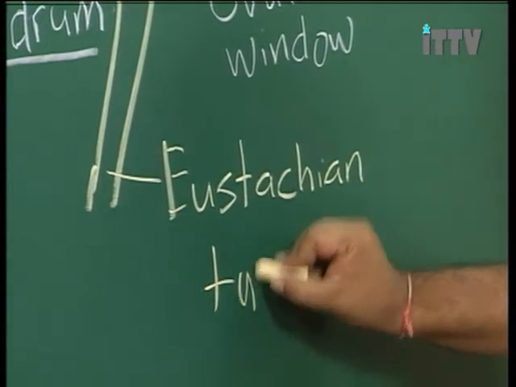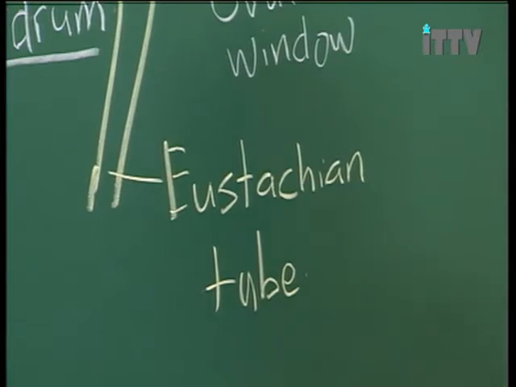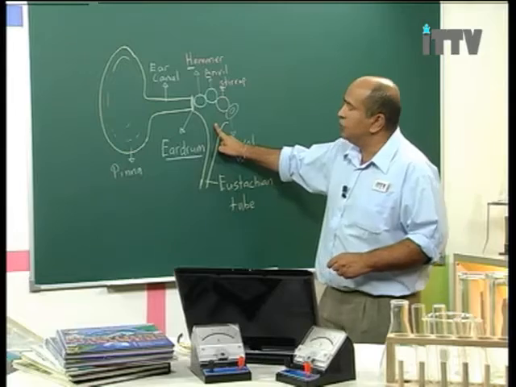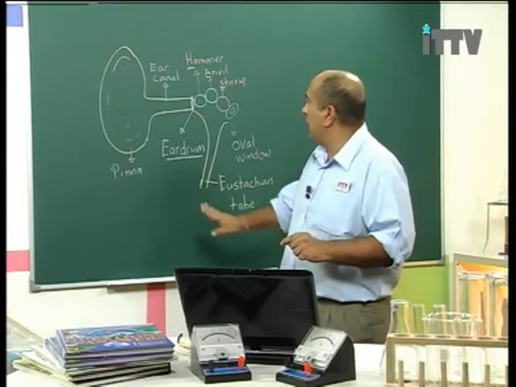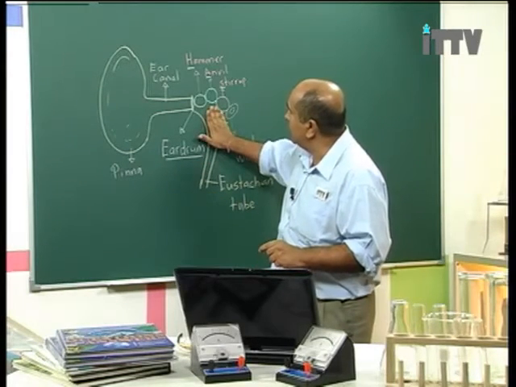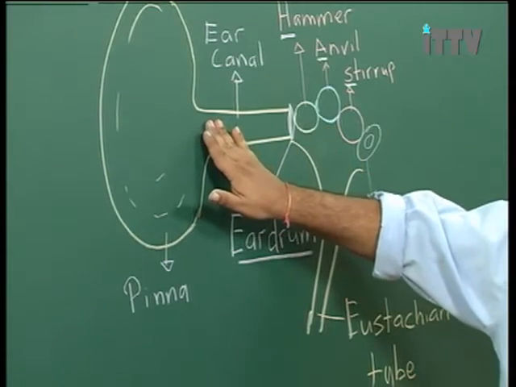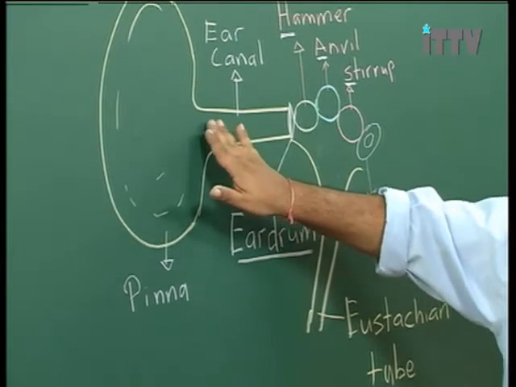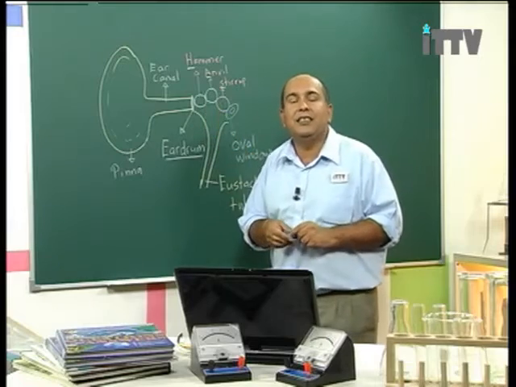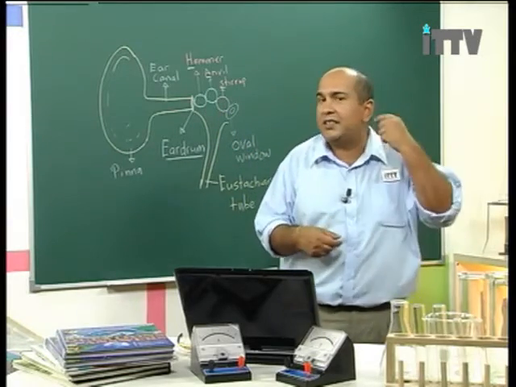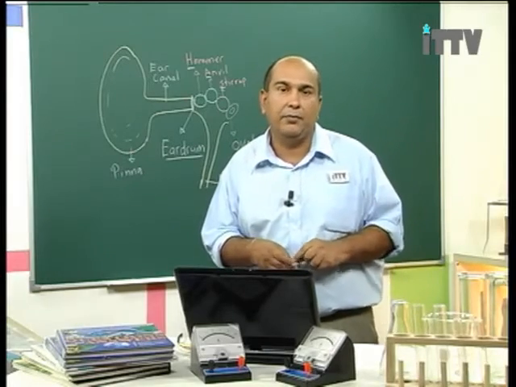Eustachian tube. This eustachian tube, its function is to help balance the air pressure inside the middle ear and the outer ear. We really need to have the pressure the same in these two areas. If the pressure isn't the same, what you will have is a sense of pain inside your ear.